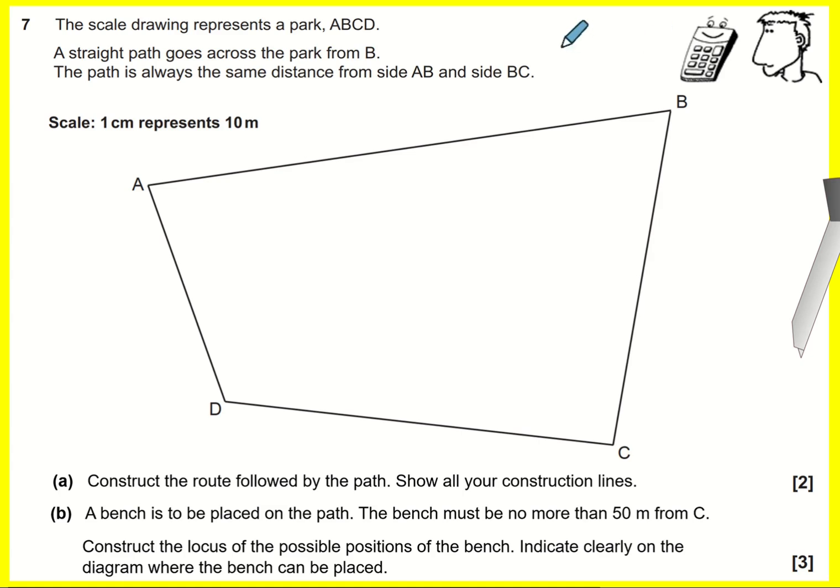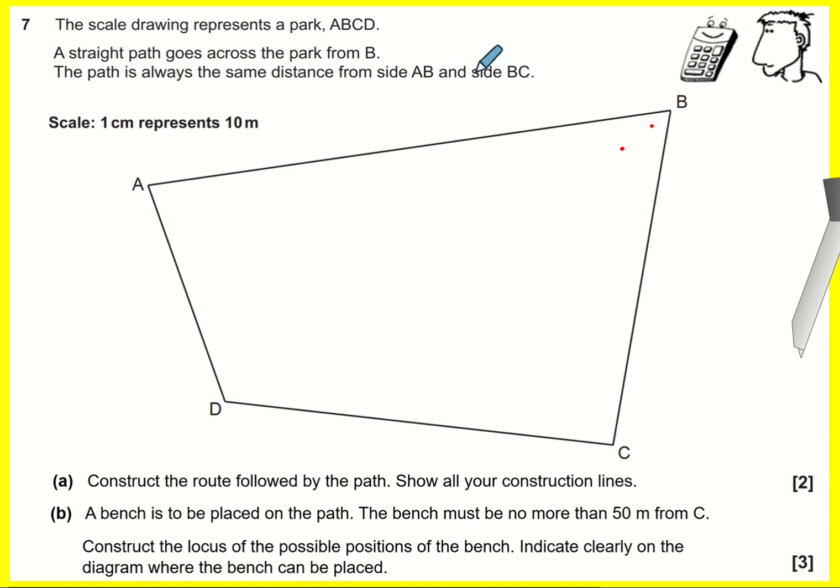We've got a scale drawing of a park, and a straight path goes across the park from B. However, it's always the same distance from AB as BC. So if I'm going to do that, it's going to look a little bit like this. How can we get it precisely?